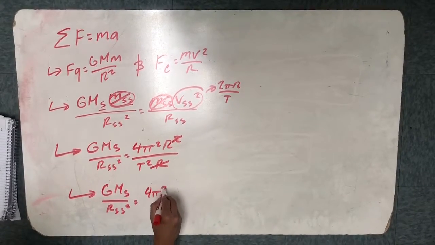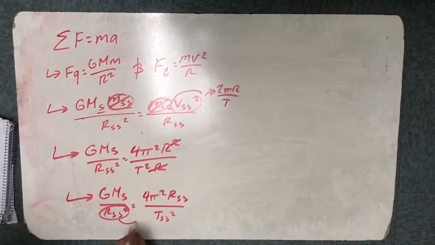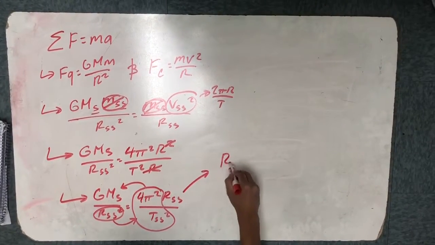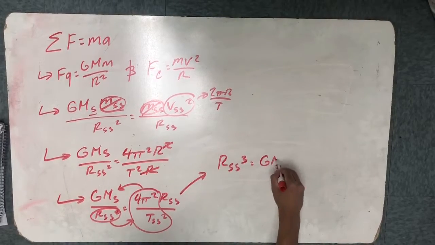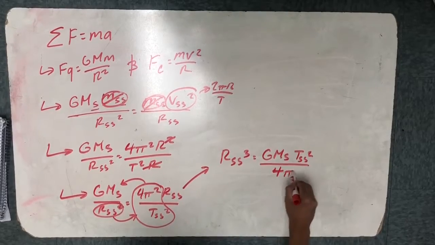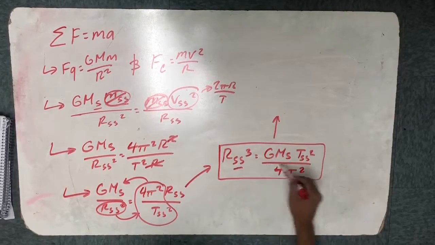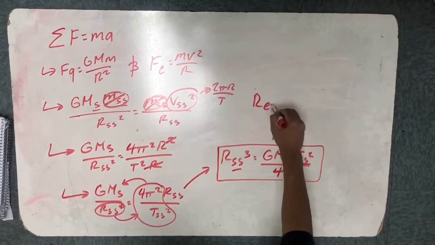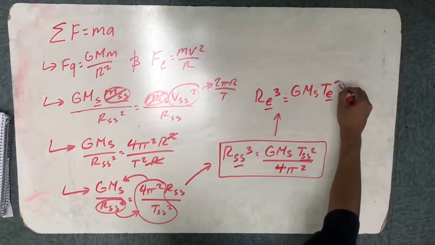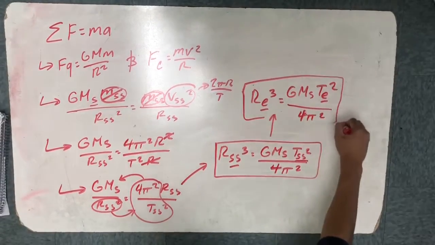We'll now rewrite this and solve for radius. Now, we'll put the radius to the right and the other variables to the left, and then simplify these. And you'll get the radius cubed for the satellite or shuttle to be G M of the sun, period squared of the shuttle or satellite, over 4 pi squared. We can use the same concept except rewriting everything but changing the subscript SS and instead writing E, representing Earth, compared to the sun.